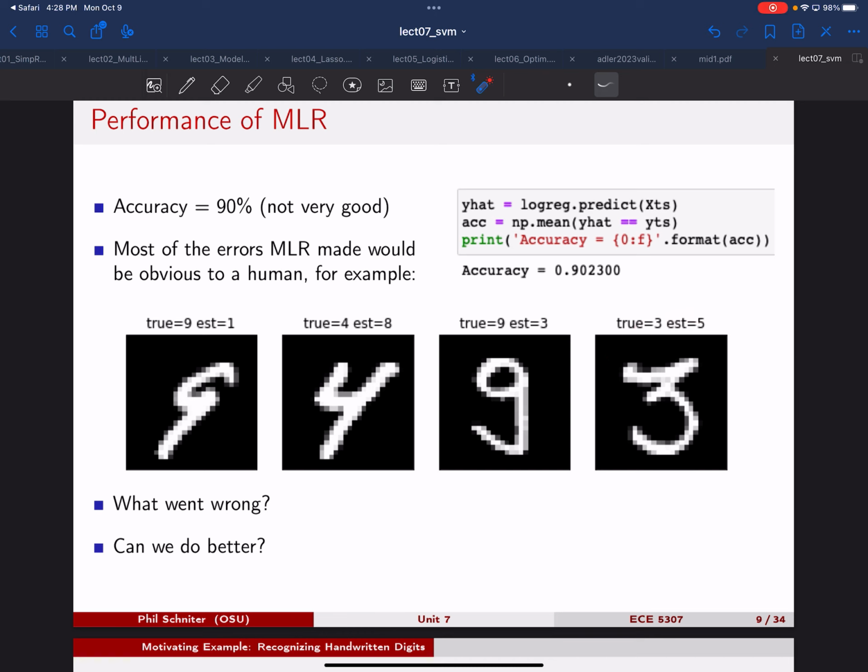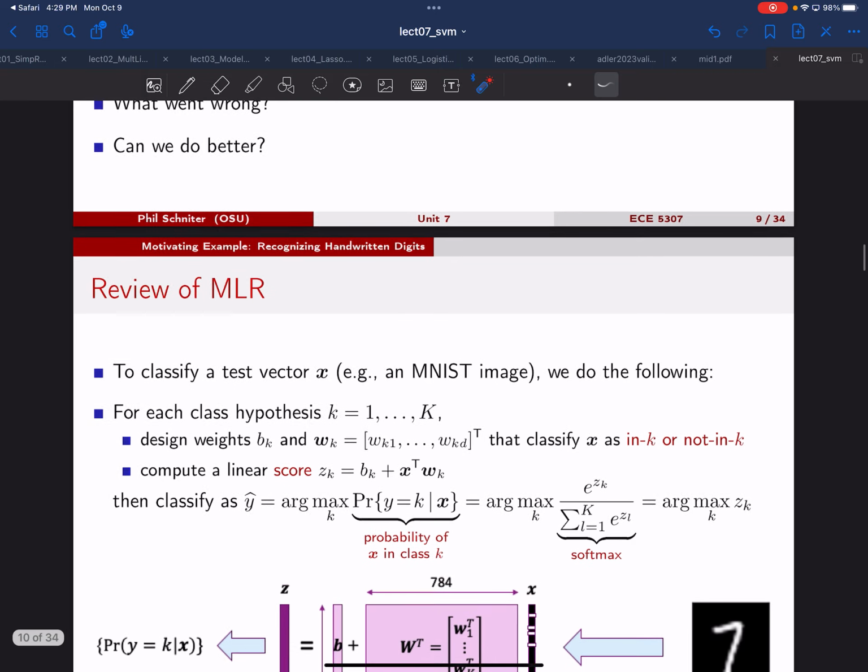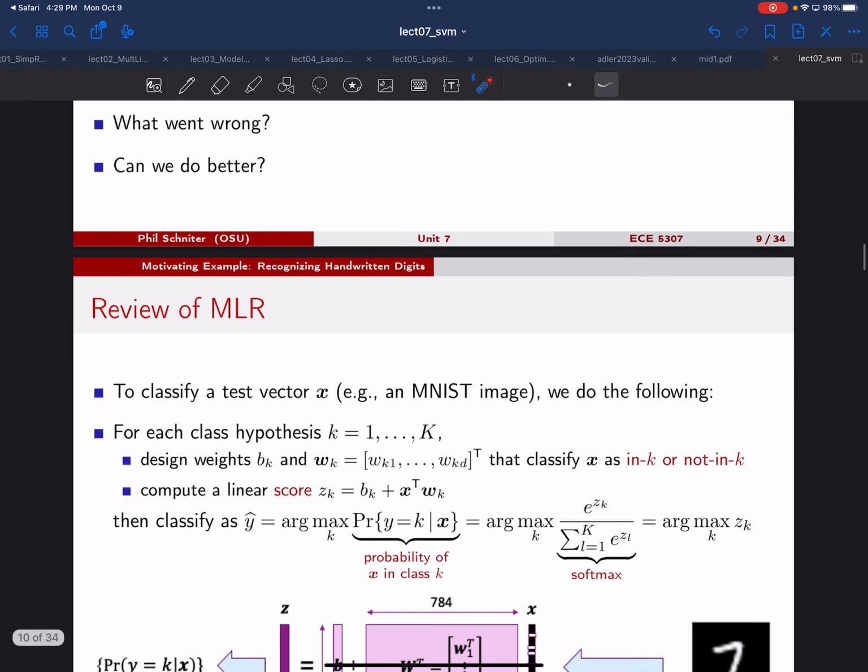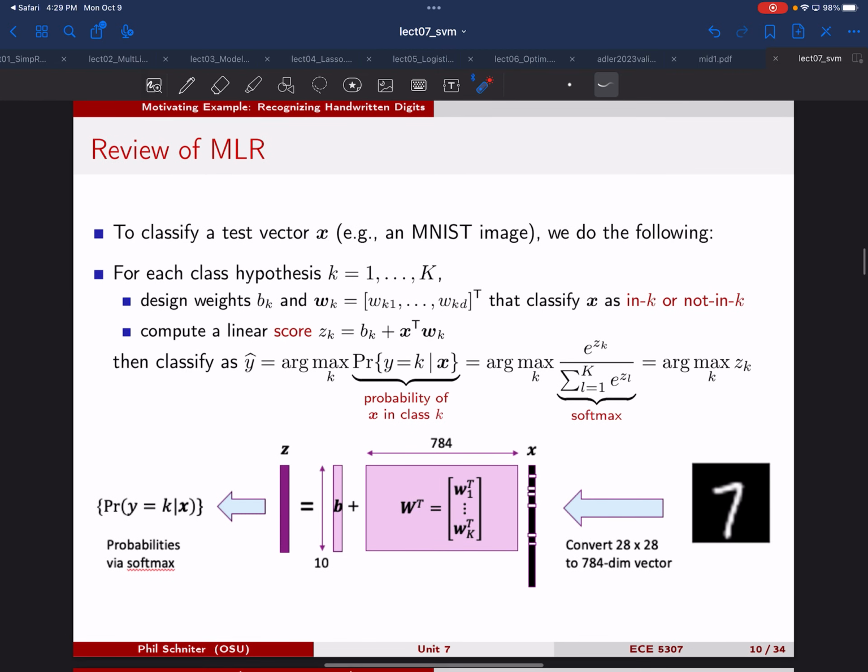So the question is, okay, what's going wrong? Is there something we could do a little bit better than how MLR is working on this data set? So to answer that question, let's first review a little bit about multinomial logistic regression, and then do a short experiment to give us some insight. So this is basically the procedure that we learned in the last unit to classify a test vector X. So in this case, it's going to be an MNIST image.